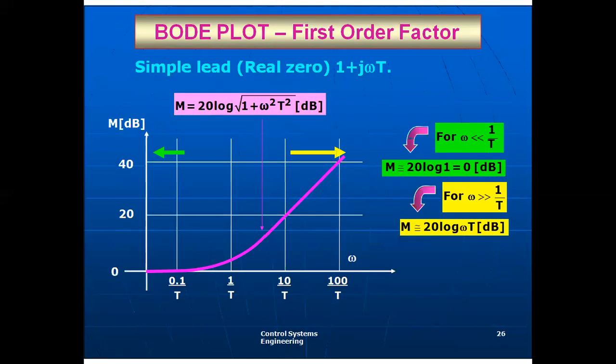Here you can see when omega is less than 1 by T, you'll get almost 0 value starting from this point. When omega is higher than 1 by T, you'll get 20 log of omega T, so you will get a linear curve. At 10 by T, that is 1 decade apart, the slope will be plus 20 decibel per decade. So for every decade apart, you will get a slope of 20 decibel per decade for the given function.